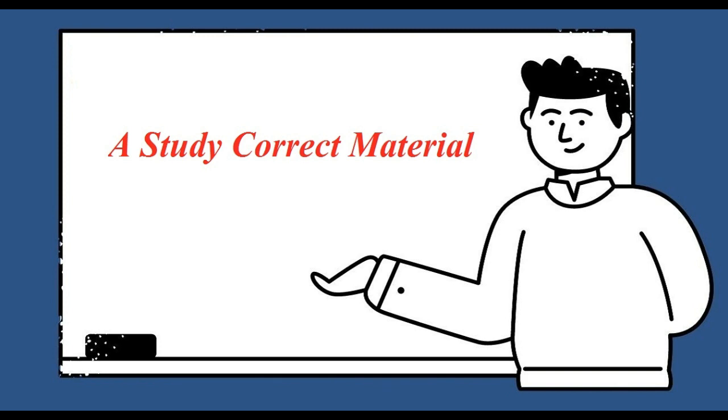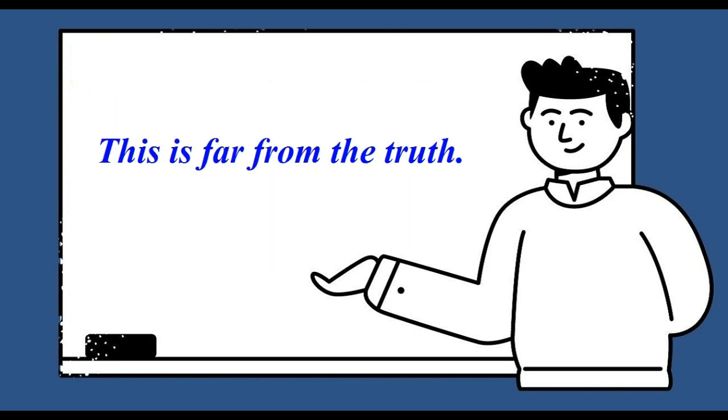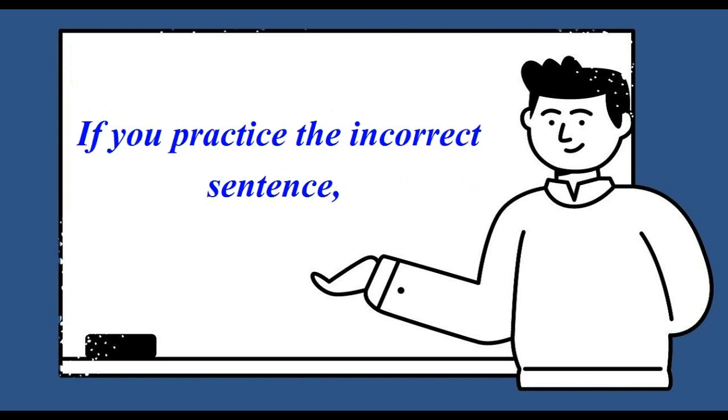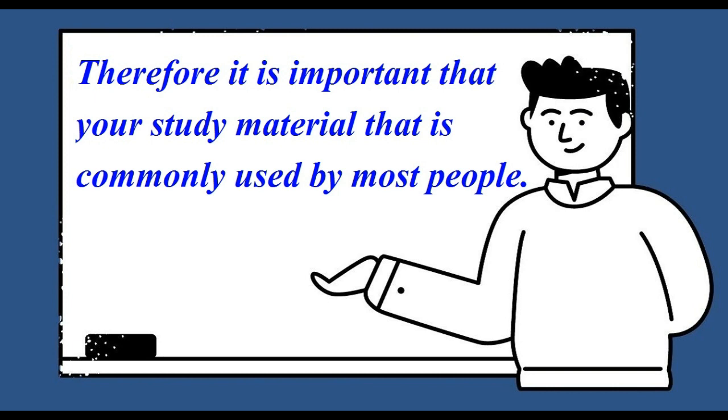Now study correct material. A common phrase that is incorrect is "practice makes perfect." This is far from the truth. Practice only makes what you are practicing permanent. If you practice the incorrect sentence, you will have perfected saying the sentence incorrectly. Therefore, it is important that your study material is commonly used by most people.